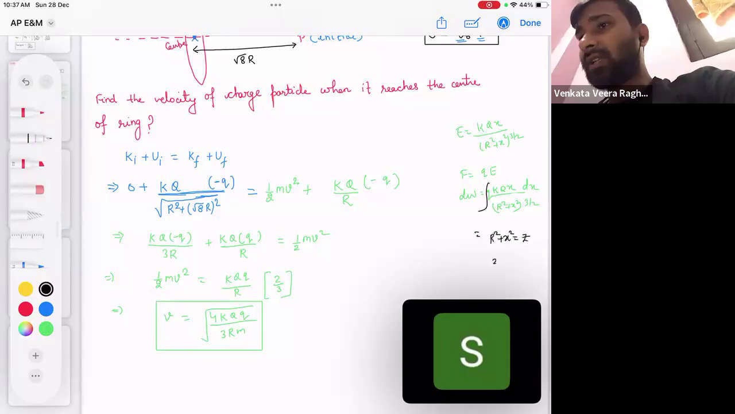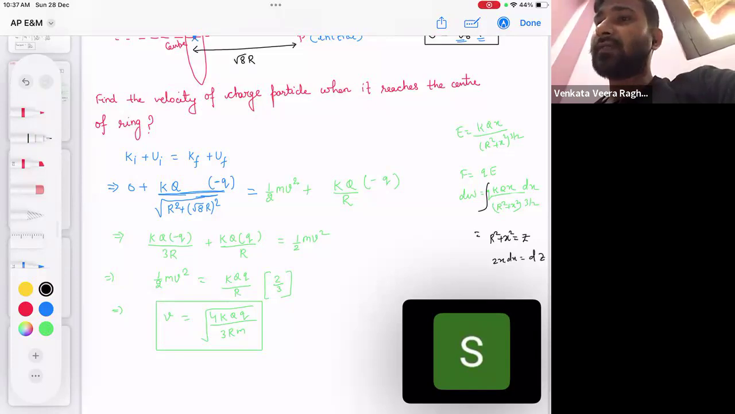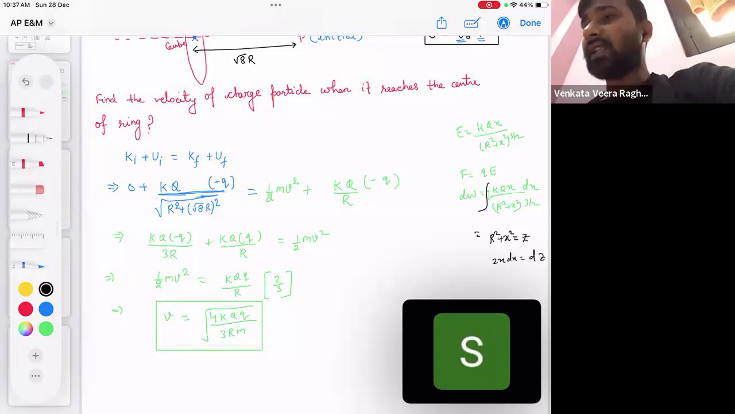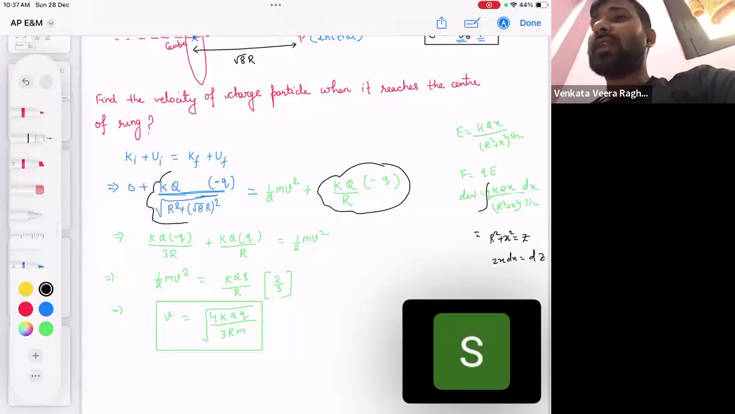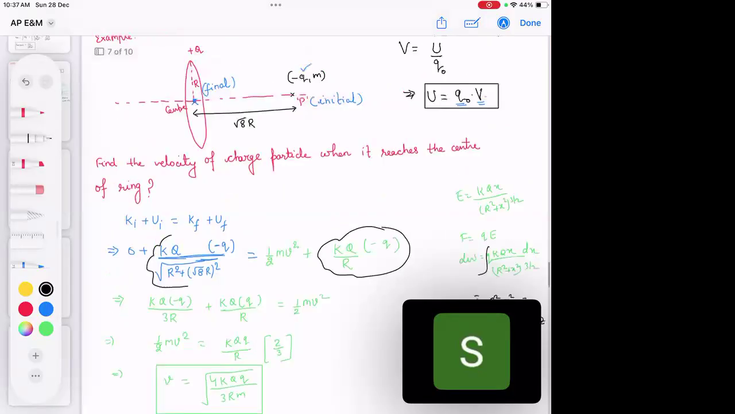2x dx will become dz. Then you integrate it, then again bring it back in the x format, and then put the limit. You will get the same expression that you have written here. The same expression will come, only with more and more calculation. Understood? Please tell me.